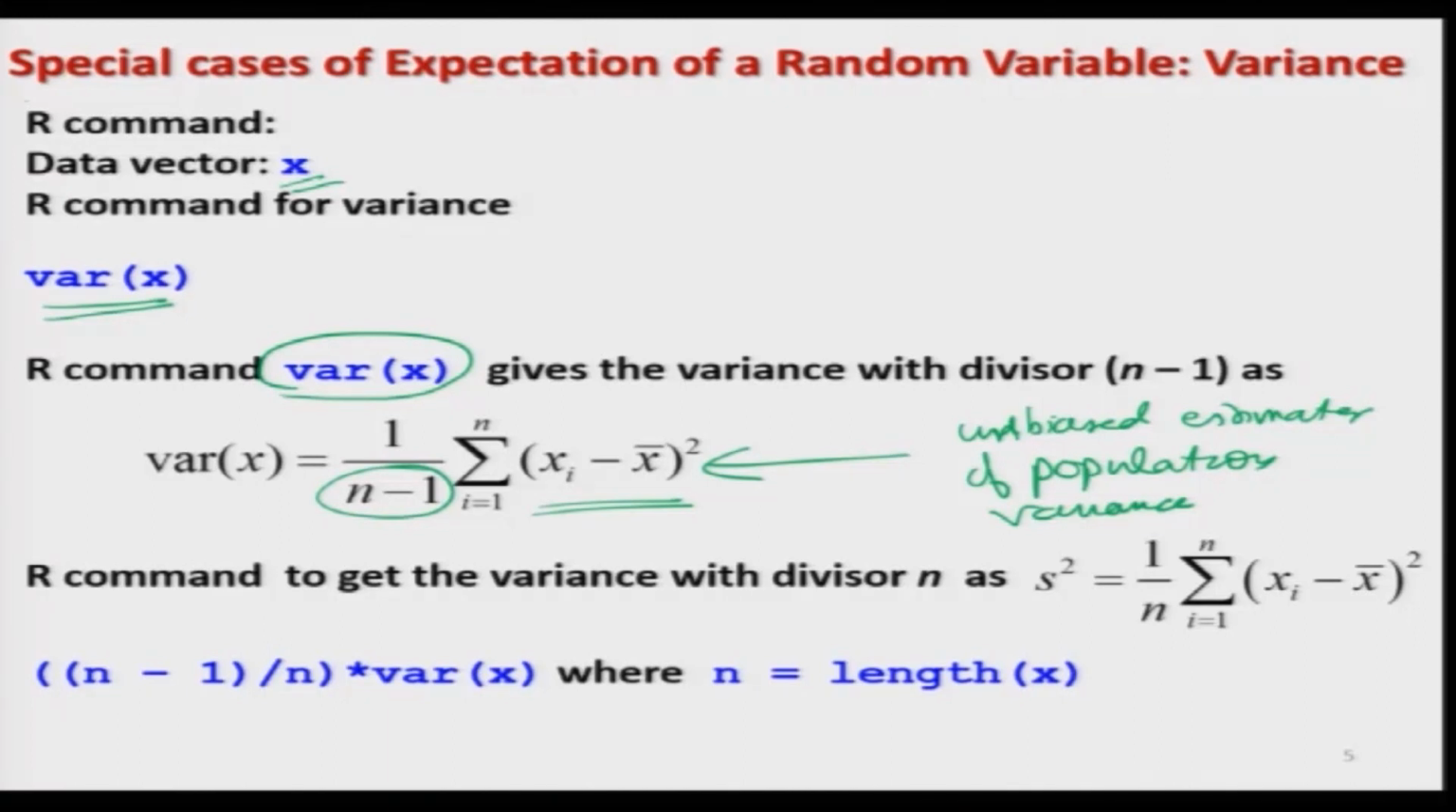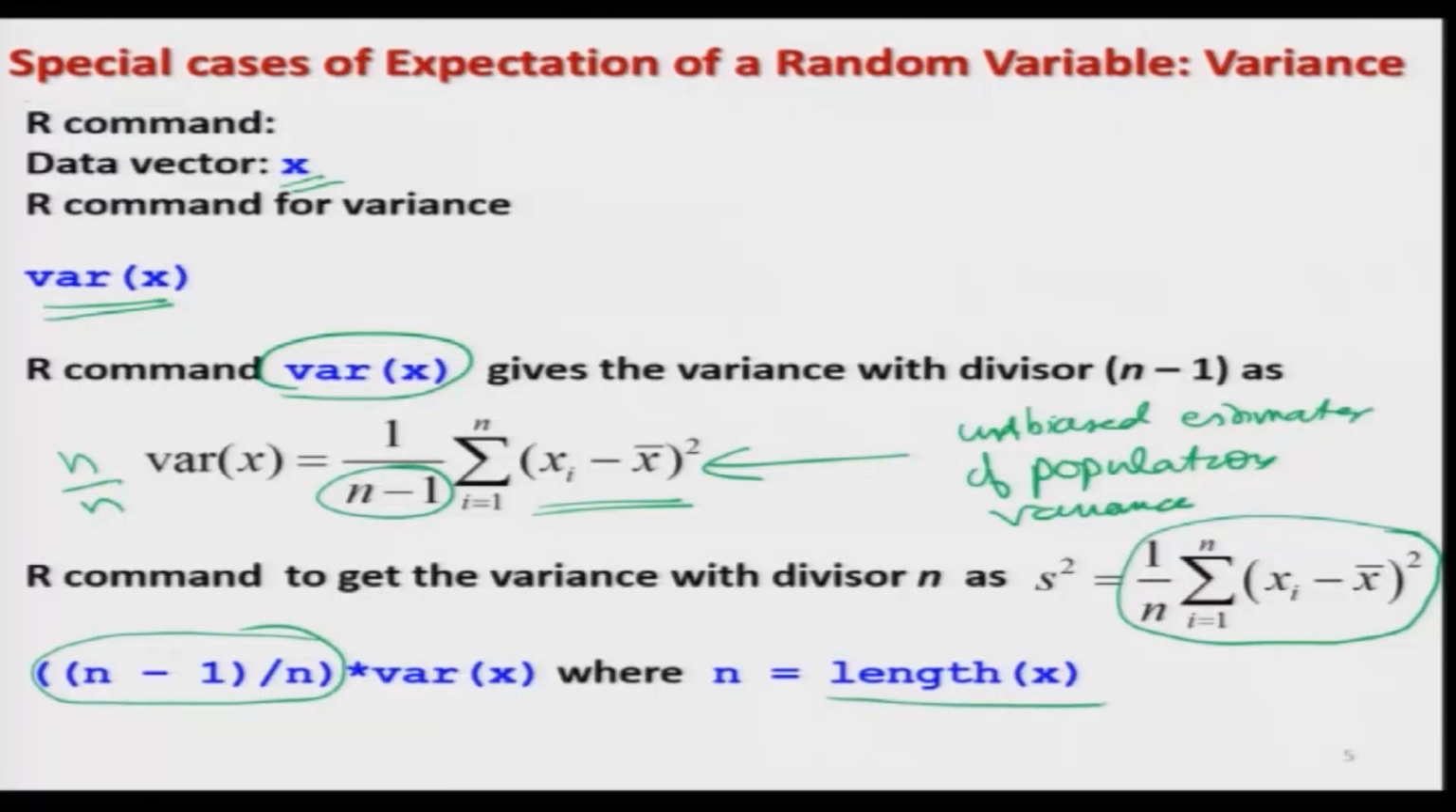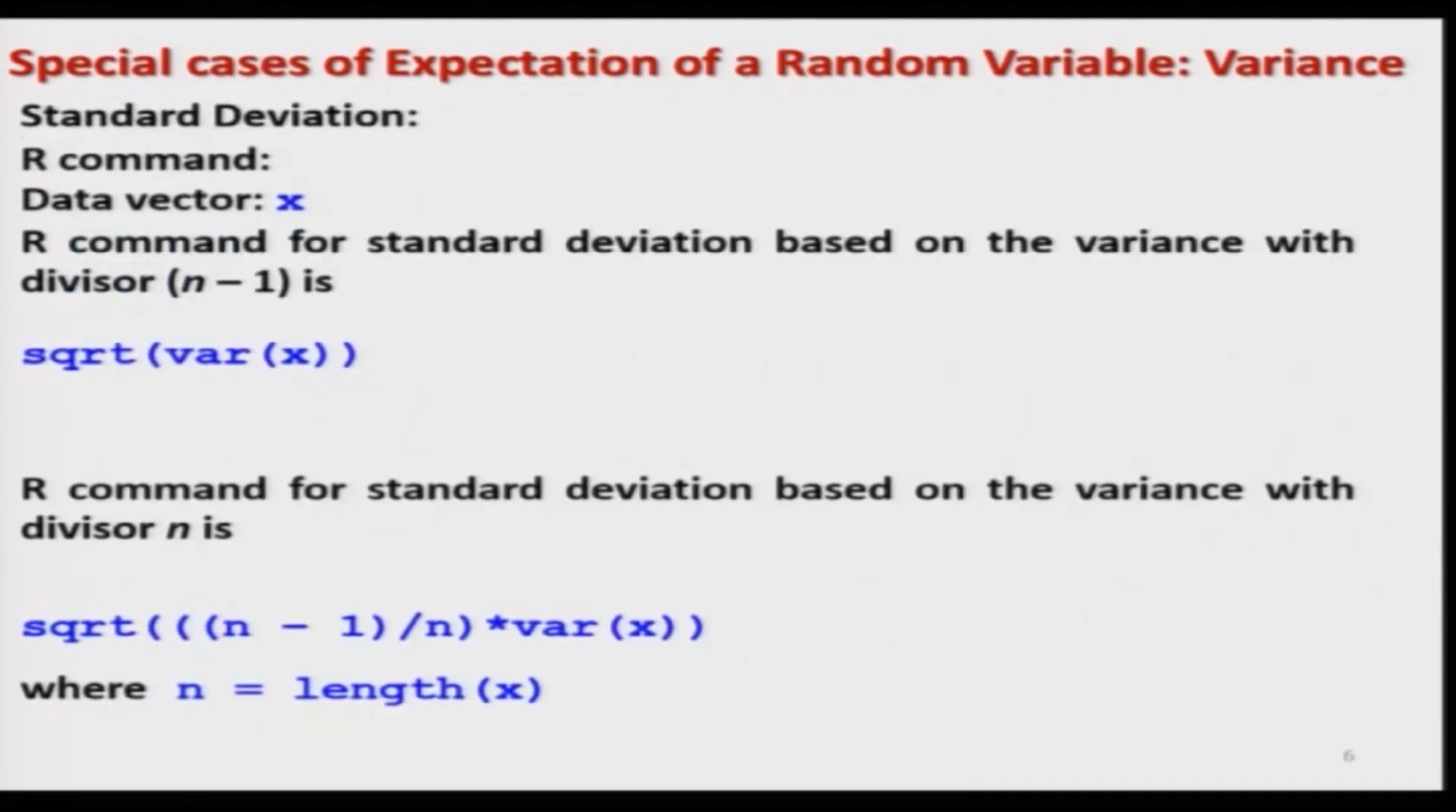But surely, if you want to compute the quantity 1 upon n summation i goes from 1 to n, x i minus x bar whole square, then it is very simple. You simply multiply and divide this quantity by n, and then you will see that this becomes n minus 1 upon n into variance of x, where n can be obtained as the number of observations using the command length of x. So that is pretty simple.